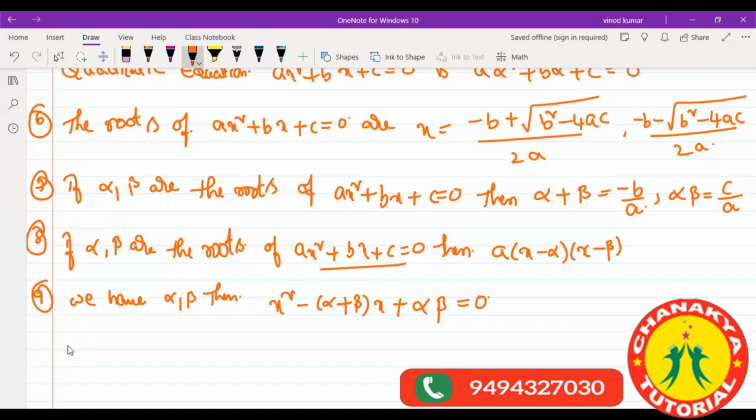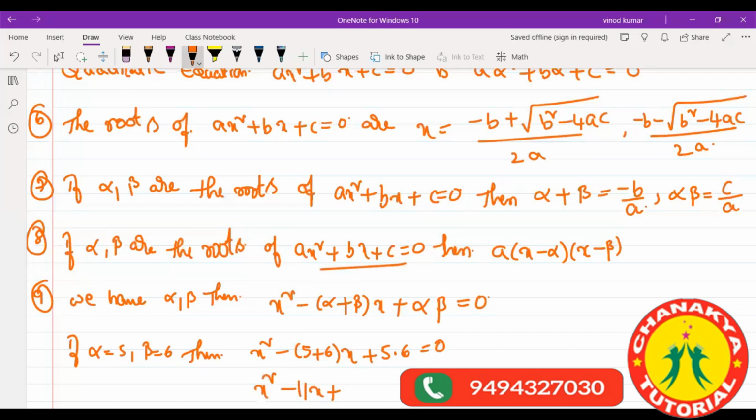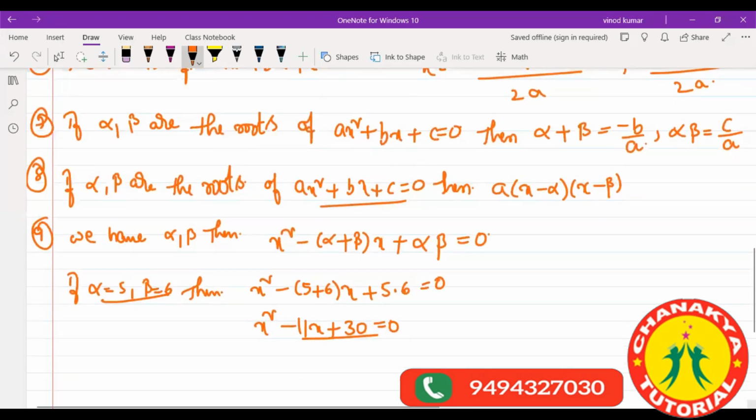Suppose, for example, if alpha equals 5, beta equals 6, then what is the quadratic equation? x square minus of 5 plus 6 into x plus 5 into 6 equal to 0. That is x square minus 11x plus 30 equal to 0. This is the quadratic equation whose roots alpha and beta are 5, 6. I hope you understand.